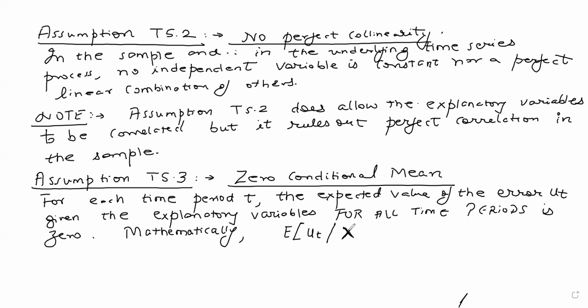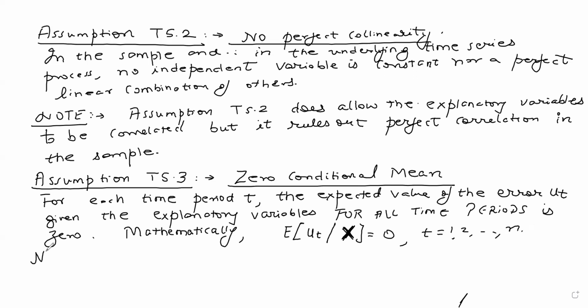Remember, a few minutes back, I wrote vector capital X. Vector capital X is x1, x2, dot, dot, dot, xn, where all of these themselves are vectors containing k independent regressors. The expected value of ut conditional on X is equal to 0 for t taking values from 1 to n.